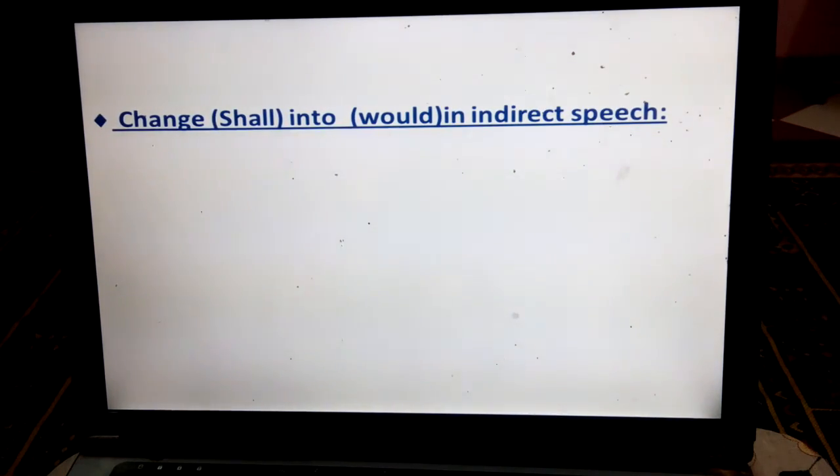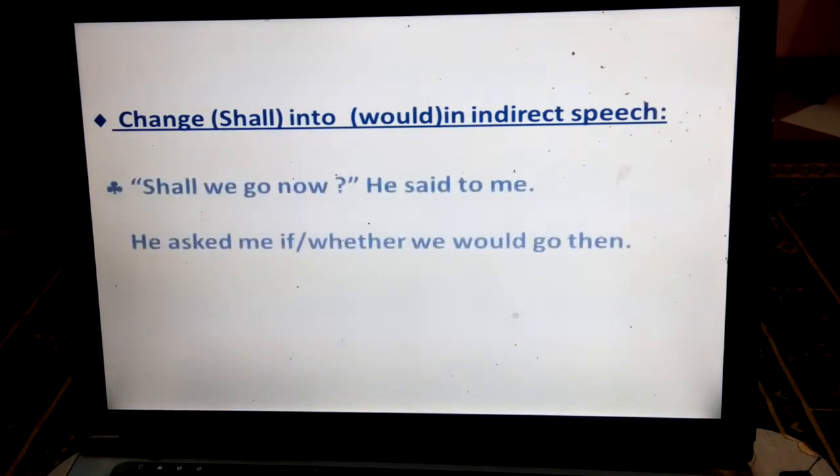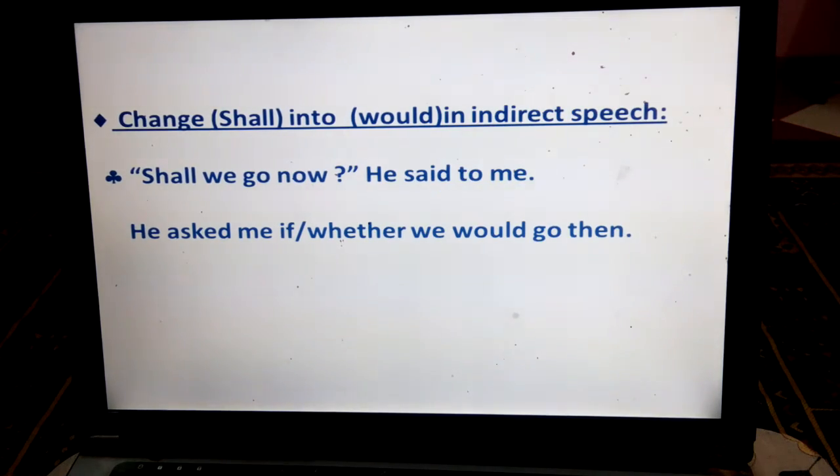Change shall into would in indirect speech. Shall we go now? He said to me. So he said to me, said to will change into asked. He asked me, and I'll use if or whether. We would go then. So if or whether adjoining word أداة ربط.